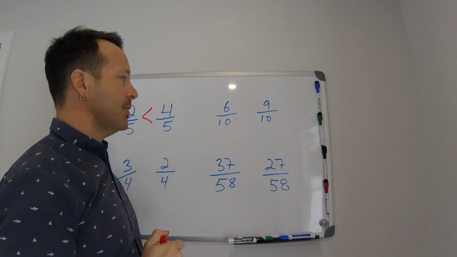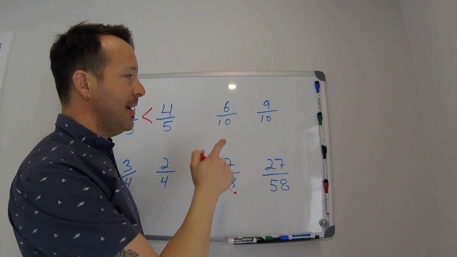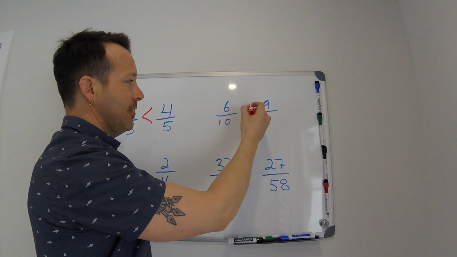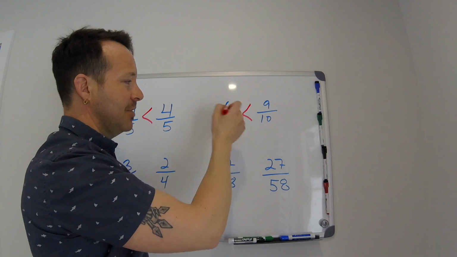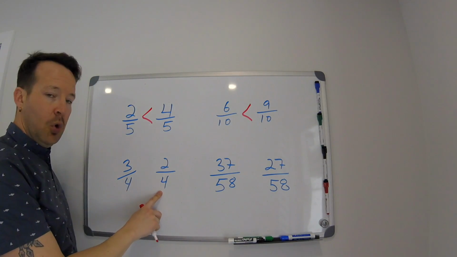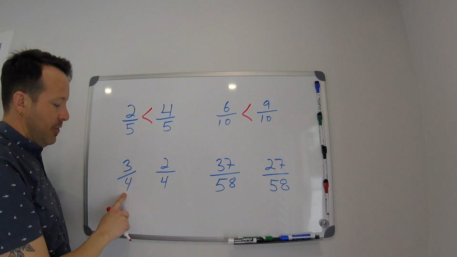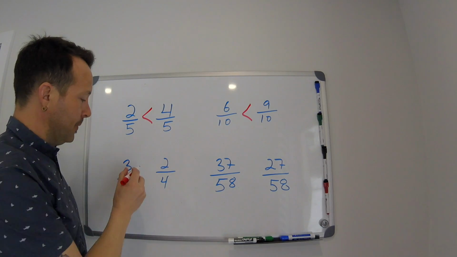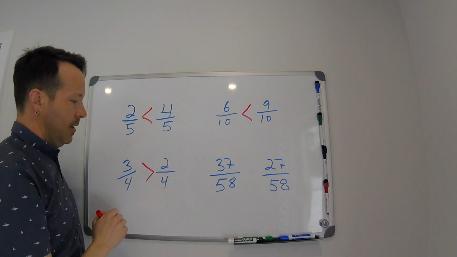Let's look at this one. 6/10 and 9/10. Well, 9 is greater than 6. So this is the greater fraction. 9/10 is greater than 6/10. 3/4 over 2/4. 3 is greater than 2. So we would do that.